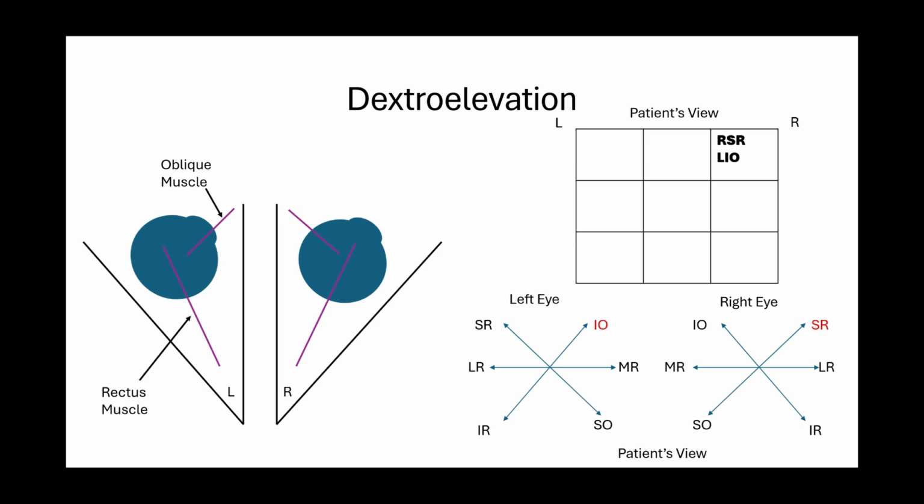So we all know when the eye is abducted, the recti come in line with the vertical movement, and when the eye is adducted, the obliques come into action. So here, since the right eye is abducted, the main elevator here is the superior rectus. So in dextro elevation, it is the right superior rectus that is acting, and the yoke muscle in the left is the left inferior oblique, which is the prime elevator when the left eye is adducted.